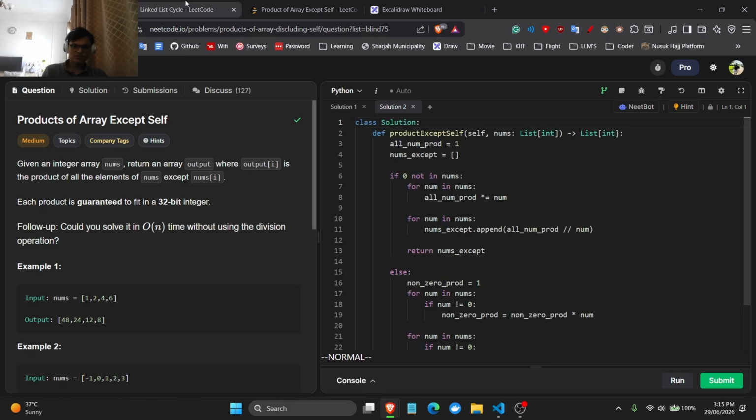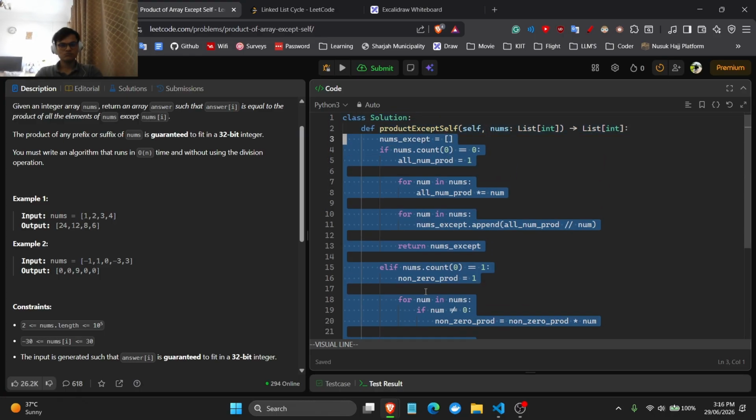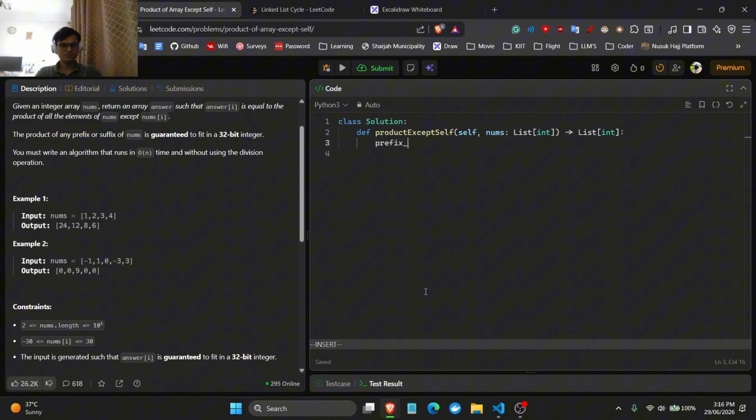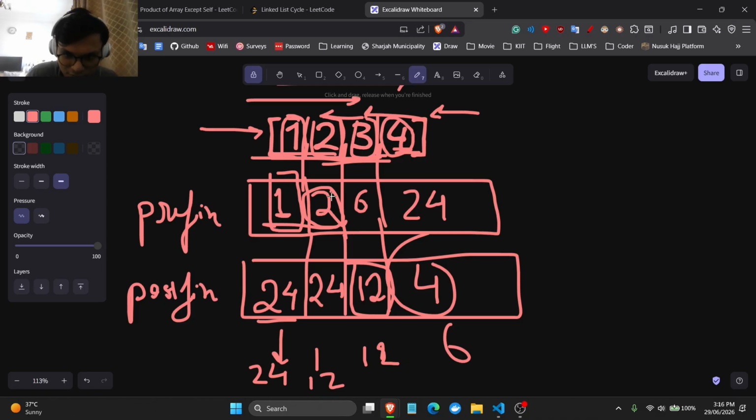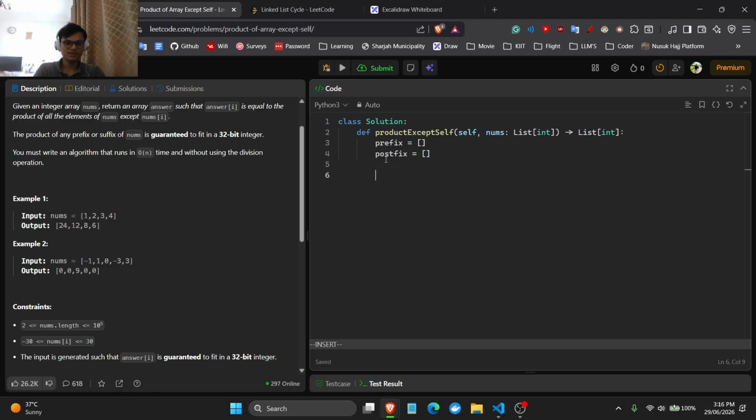I'm scared of revolving this, but okay, let's go. Prefix, postfix, right? So for num in nums, let's just loop around this. The way we were solving this is, we came to 1, and the prefix of 1 will be 1 only. So I think the way we should do this is more something like this: for i in range of length of nums.